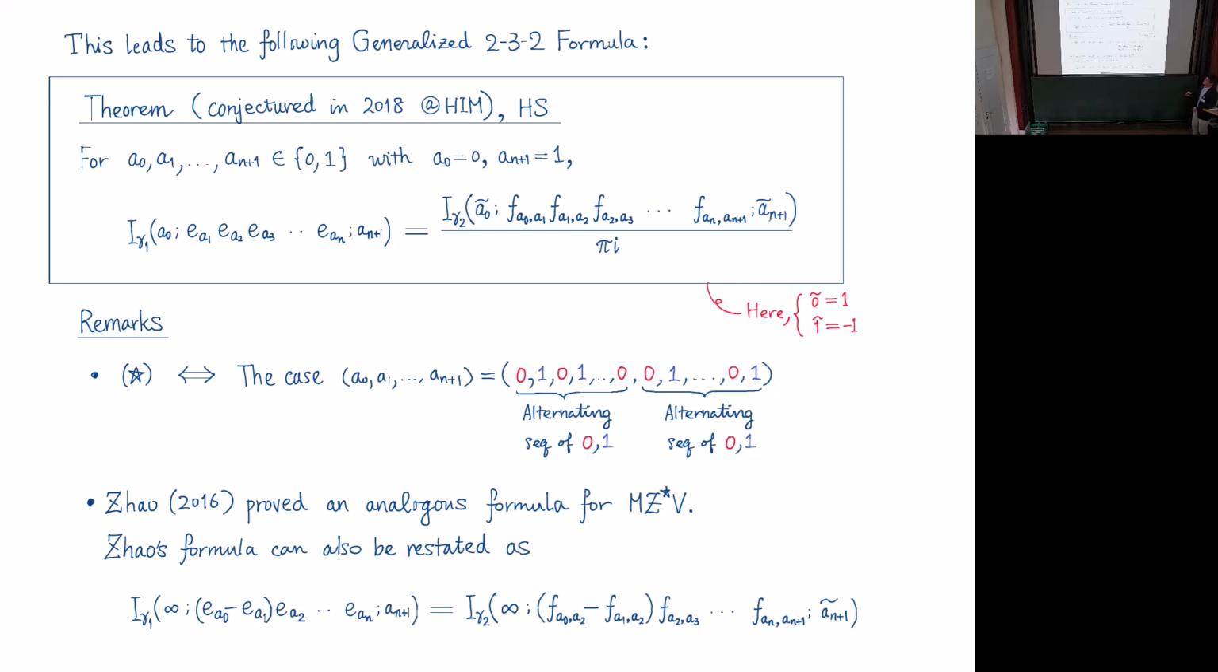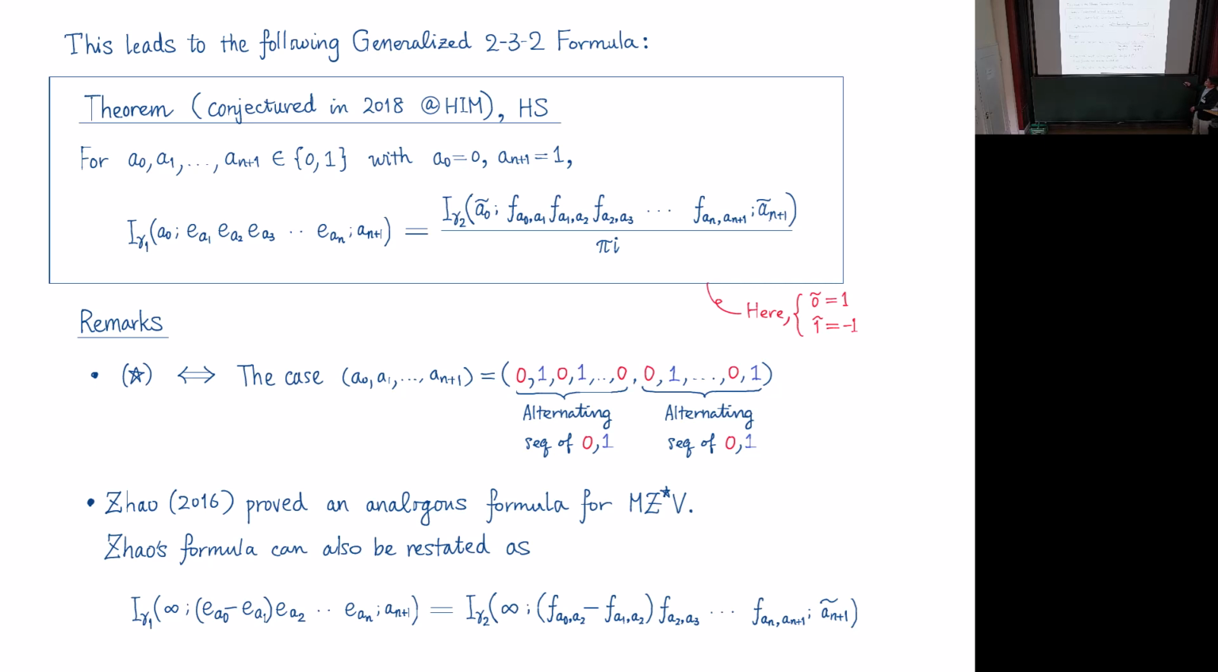Okay, and this motivated us to consider the generalization like this, which turned out to be numerically true, and then we tried to actually prove it. So this is now a theorem, but it was conjectured in 2018 at AGIM during the trimester program. The generalized statement is that for an arbitrary sequence of 0, 1, where a naught is 0, a n plus 1, the terminal point, is 1, and you need some convergence condition that a naught is not equal to a1, an is not equal to a n plus 1, which is needed for the convergence of the integral, and then it's equal to this integral starting from a naught tilde, which just means 1, and n plus 1 tilde, which just means negative 1, but for later use here, we also use this notation, so that's introduced here.